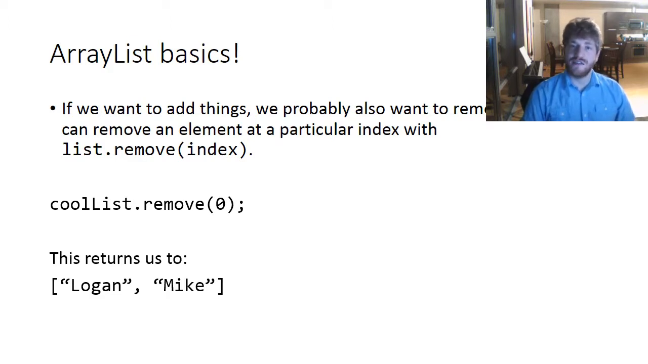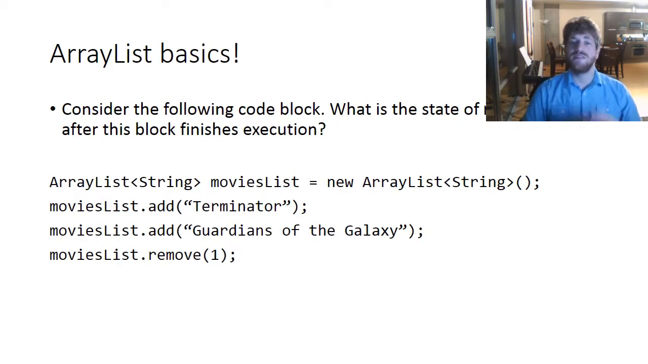Now, you've taken in a lot of information in the past few minutes, so why don't we do a couple of examples? I've written this block of code, and I want you to think about what the state of the list is after this block finishes executing. So, I've created a new array list called movies list. I've added Terminator to the list, and then I've added Guardians of the Galaxy to the list, and then I've removed the element at index 1. So what is the state of this list after this block is finished executing?